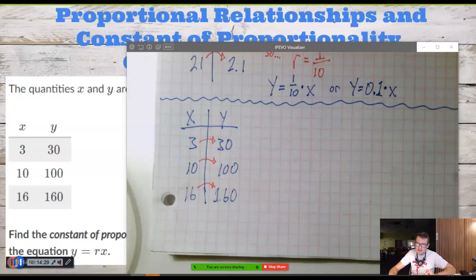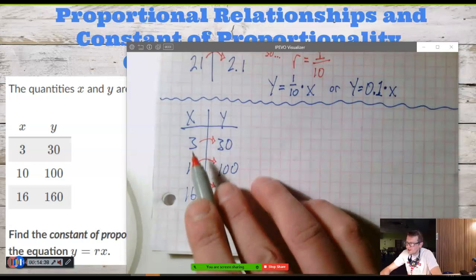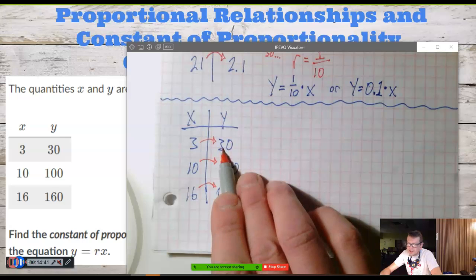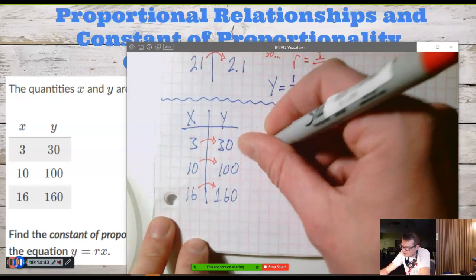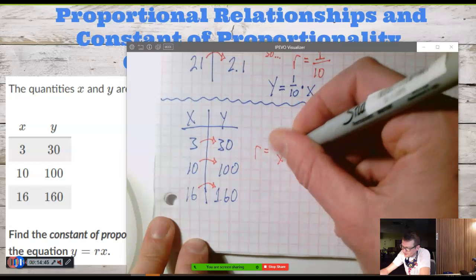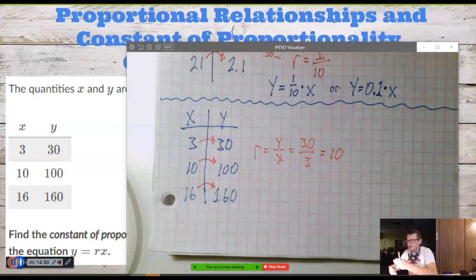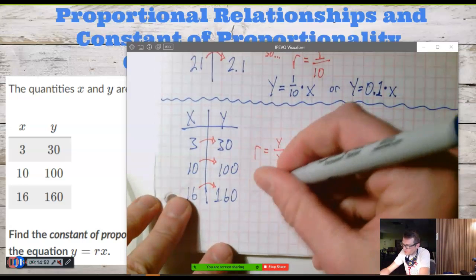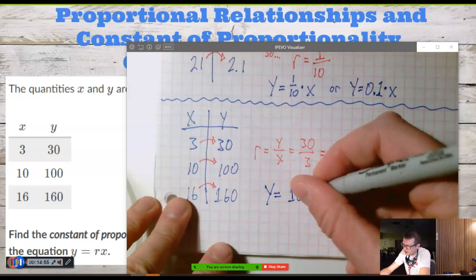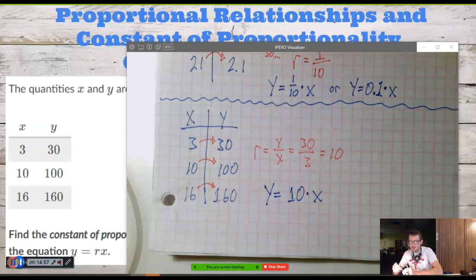And everybody at the same time. What do you think the constant of proportionality is? Unmute and shout it out. 10, right? Because the multiplication going from x to y would be times 10. If we set up the division, y over x, it would be 30 over 3, which is 10. Make sure you know then that the equation is y equals 10 times x. Any final questions on the tables before we move on?